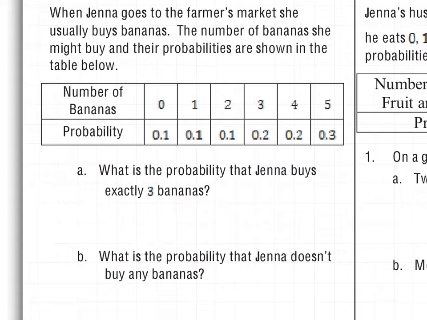So when we look at this first example, it says Jenna goes to the farmer's market to buy bananas. The number of bananas she might buy and their probabilities are listed on the table below. So in a single event, or a single occurrence, she has a probability of 0.1, which we can rewrite as 10% if we want. And we can go through and do that for all of them because I like percents a lot better. They are more meaningful to me than decimals.